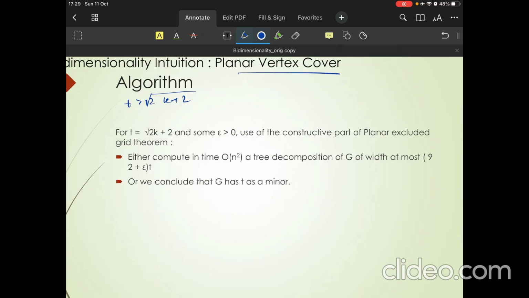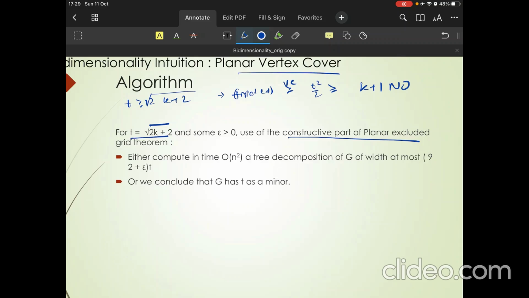Observe that if T is greater than or equal to square root of 2k plus 2, we can say that the grid T itself will have a vertex cover of size greater than or equal to T square by 2, which is greater than or equal to k plus 1, which is a no instance. So we can directly give a no instance. So let's take the case when T is equal to square root of 2k plus 2.